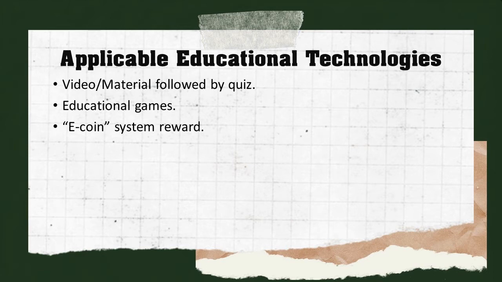Now let's talk about applicable educational technologies. As a teacher, you can show a video or material and follow it up with a quiz. There are educational games like this, which I will show you in the next slide. You can also do an e-coin reward system. Now, this doesn't necessarily have to be a coin. It could be a point system, it could be a star system, something that they will accumulate to get rewards.